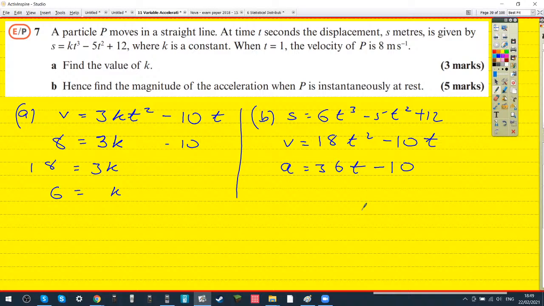And so does that mean I now need to do 0 equals 18t squared minus 10t? Yep. And so I then do, and my two values for t are 5/9 and 0. Mm-hmm. And I then sub both those values in for a equals. Mm-hmm.